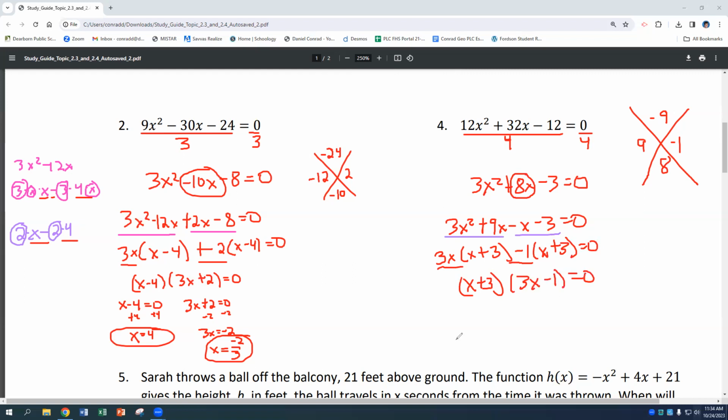I set them both equal to 0, and I solve for x. x plus 3 equals 0. 3x minus 1 equals 0. We get x equals negative 3. We add 1 to the other side, and then divide by 3. We get x equals 1/3.